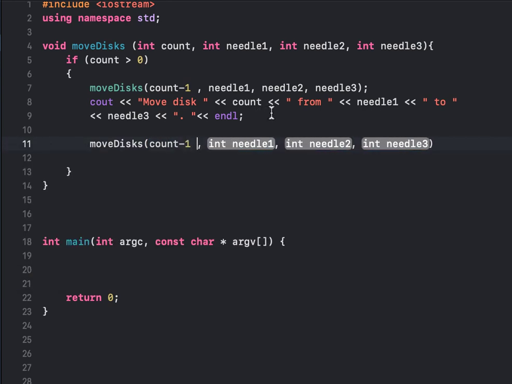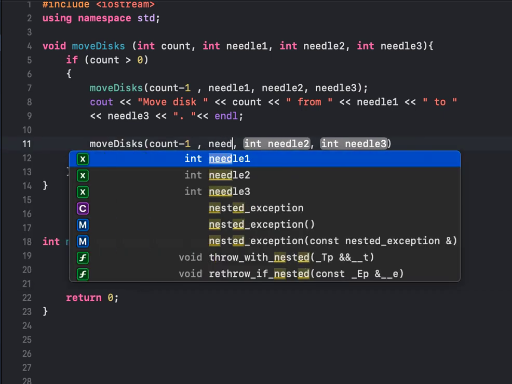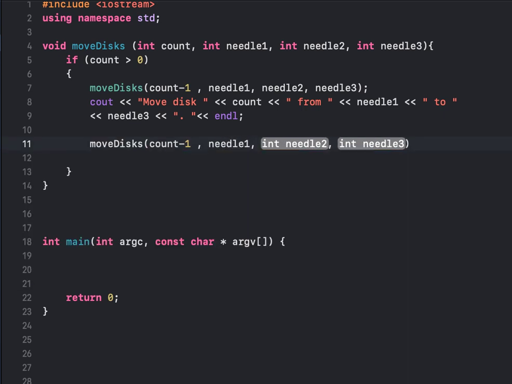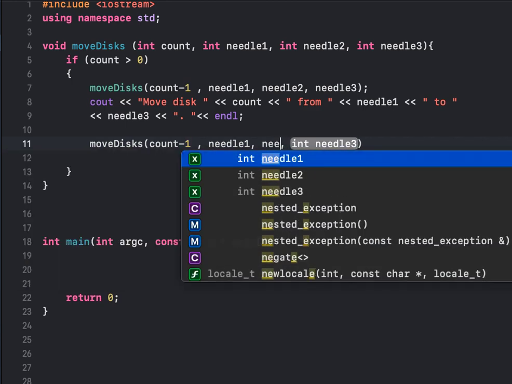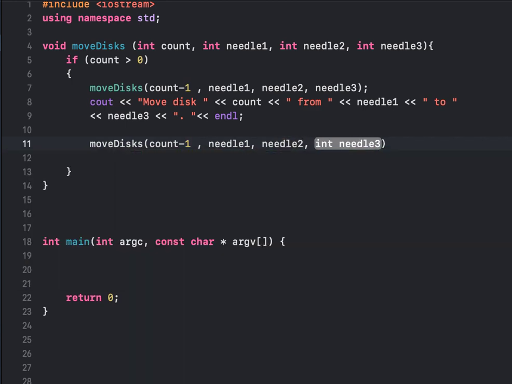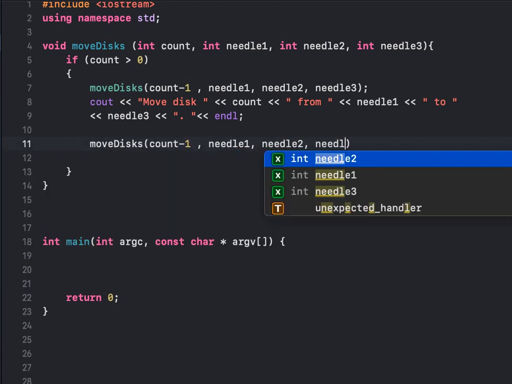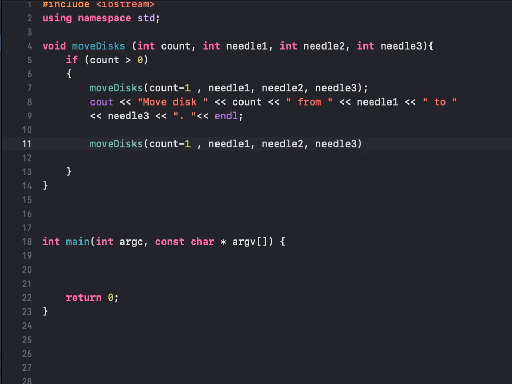And of course, needle 1, needle 2, and needle 3. So needle 1 is going to be here, needle 2 is going to be here, and needle 3 is going to go over there, and of course terminating the line, and that actually completes the algorithm that we wanted to do.